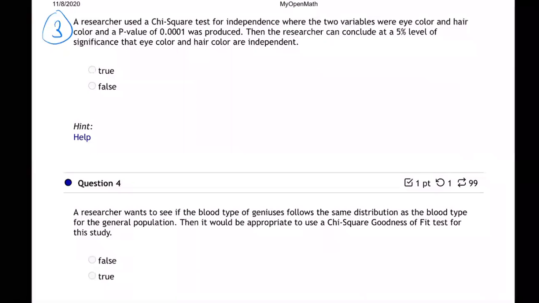Okay, so this one says a researcher used a chi-square test for independence where the two variables were eye color and hair color, and the p-value was produced. Then the researcher can conclude blah, blah, blah. All right, so it's a test for independence.